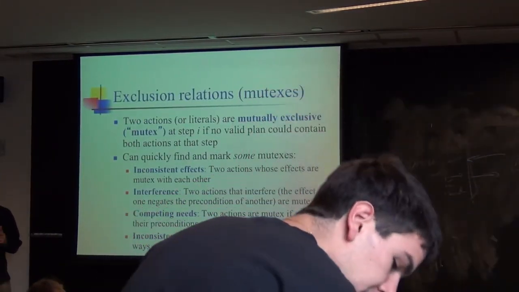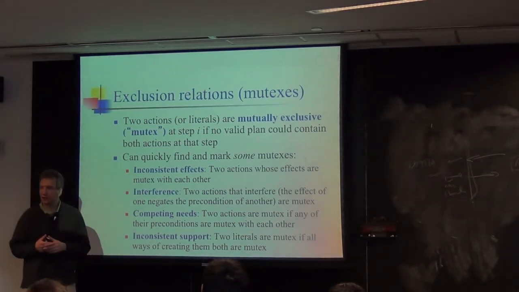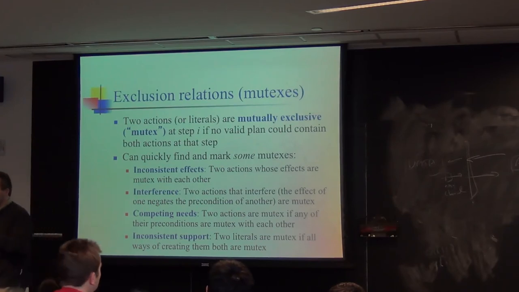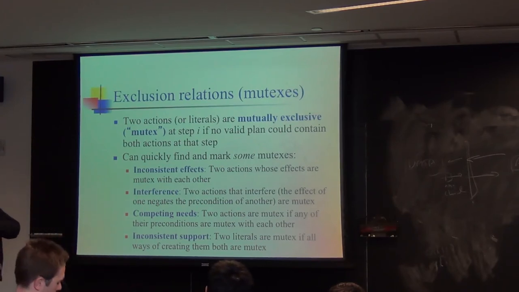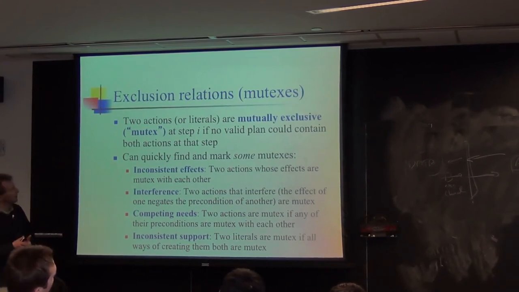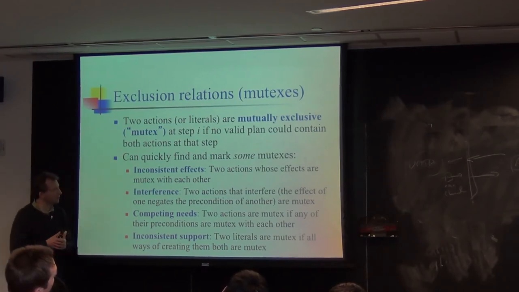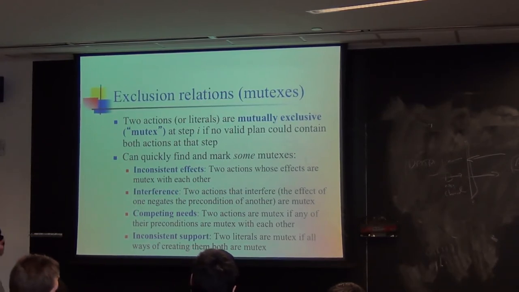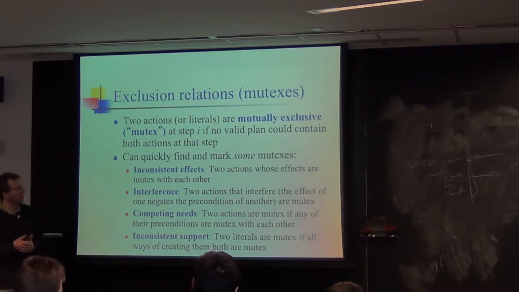But in order to understand that, one of the things that's going to come to your mind is, how do I know things are in conflict with each other? How do I know steps are in conflict with each other? What I saw was a bunch of actions, and I didn't know which ones were in conflict with each other. So you have to annotate the plan graph with these mutex relationships. Either this one can be done or that one can be done, but they both can't be done in the same state. So two actions or literals are mutually exclusive at step i if no valid plan can contain both actions at that step. Okay, so you can quickly find and mark some mutexes.